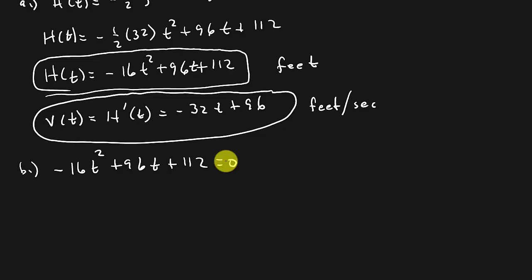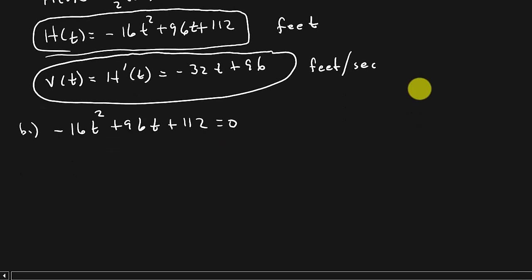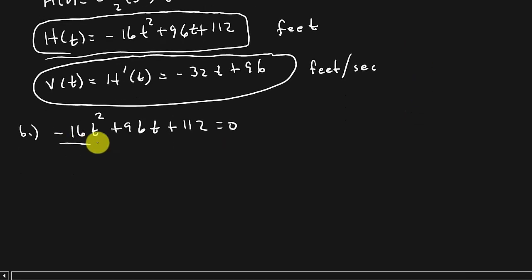So now we've got to factor this thing, don't we? I don't even know. Does 16 go into 112? Yeah, 16 goes into 112 evenly, and 16 goes into 96 evenly. So what I can do here is divide everything by negative 16, which makes it easier for us to factor. And I'm dividing by a negative to get rid of the negative in front of the squared. So that's t squared minus 6t minus 7 equals 0.